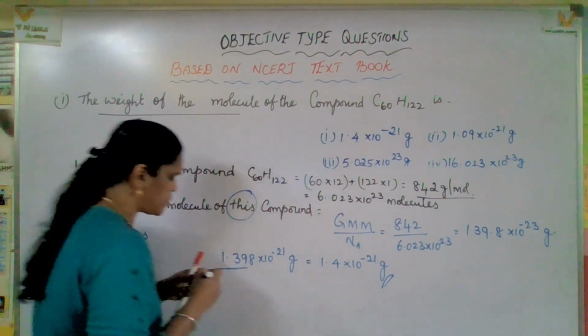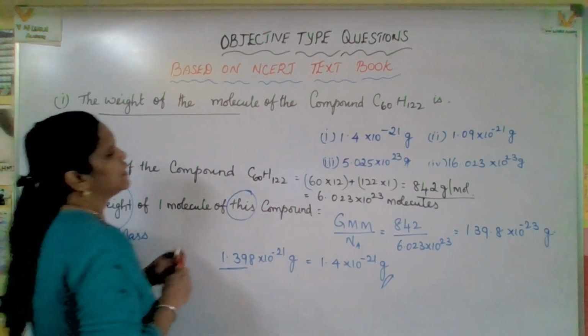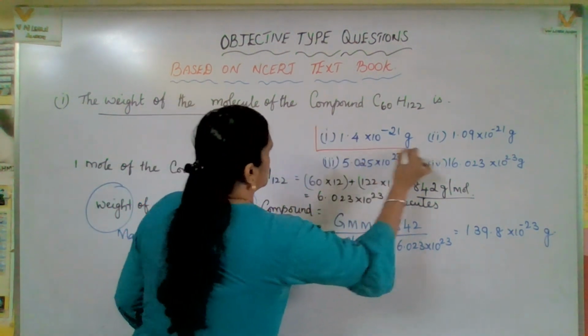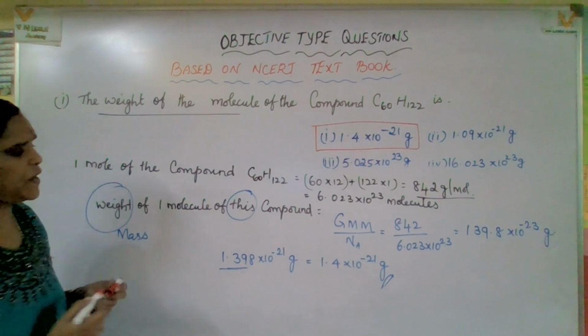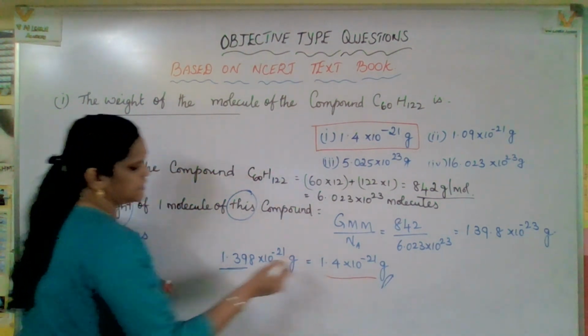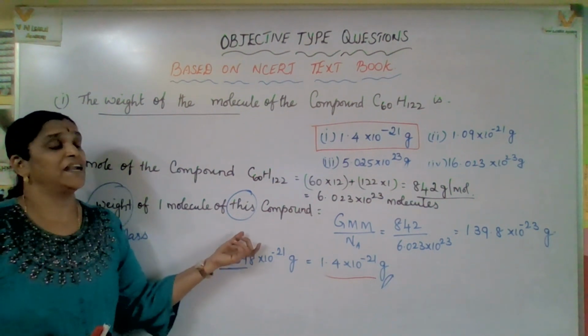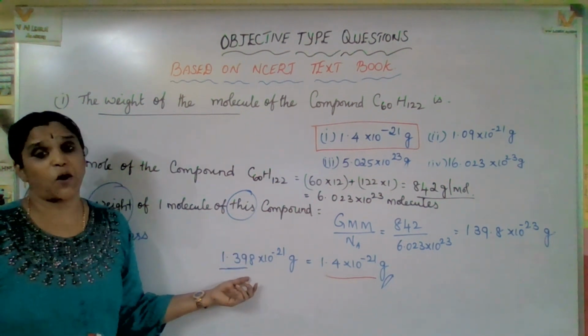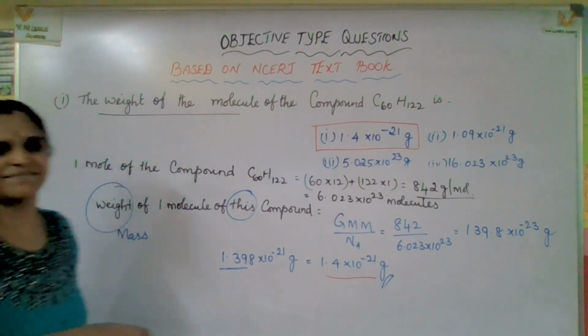So which option is correct? The first option: 1.4 into 10 to the power of minus 21 grams. That is what we received here. Hope you understand this question. Let us go and identify some other important questions based on the NCERT textbook.